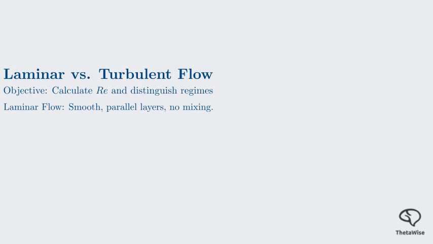Think of a steady stream of honey. Turbulent flow is characterized by chaotic motion and eddies. This causes rapid mixing of the fluid. Think of a rushing whitewater river.